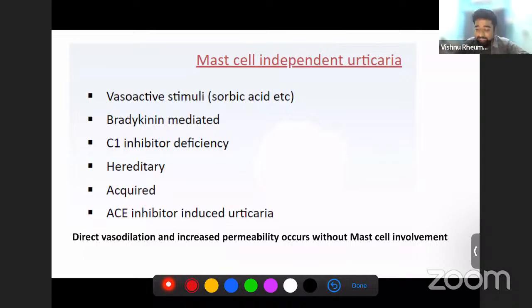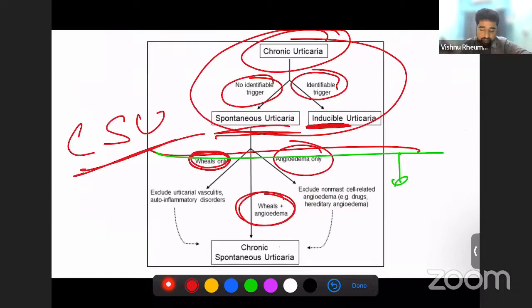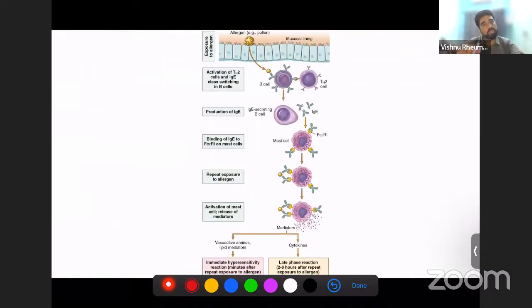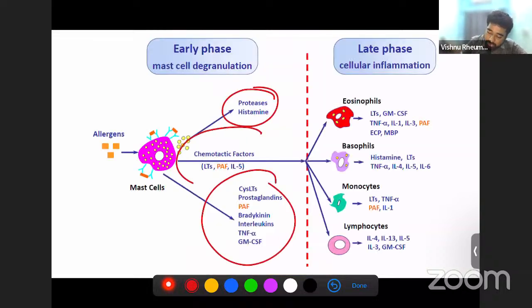Then we come to mast cell independent urticaria. Whenever I told you about urticaria, just remember that urticaria is not always because of this classic type 1 hypersensitivity. Type 1 hypersensitivity, which we talked about, is one of the most important pathways of urticaria. But what did I tell you? Whatever these mediators are, the cytokines, histamines, bradykinin, these mediators may either come from the mast cell or they can come from some other area, right?